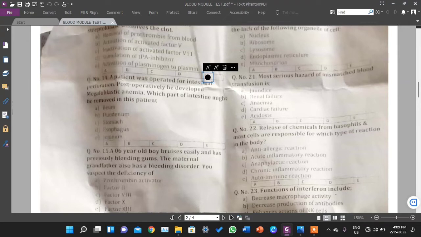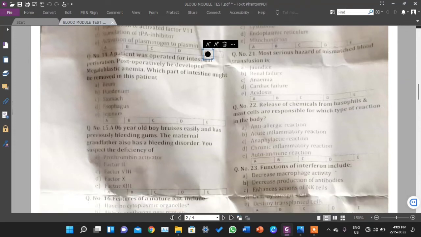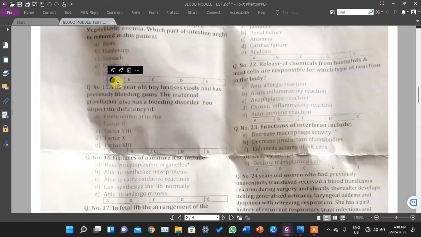Question number 14 is about a patient who was operated on for intestinal perforations. Post-operatively, he developed megaloblastic anemia. Which part of the intestine might be removed in this patient? Ileum, duodenum, stomach, esophagus, or jejunum? It's going to be option A, because due to deficiency of vitamin B12 the patient develops megaloblastic anemia, and vitamin B12 is basically absorbed in the ileum part of the small intestine.